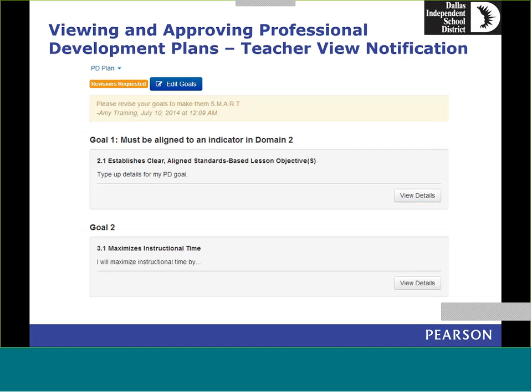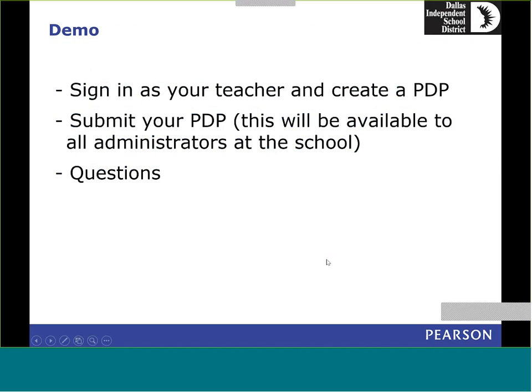Now be aware that in the process for an administrator, you won't have to put in their name. All administrators can access the PDP. Now if they have sent it back to you for revisions, you'll see a link here that says Revisions Requested, and you will also get notification just like we did before. So you'll be able to see the goal, any comments, you can view your details, and so on. And then if you need to edit the goals, you can edit the goals as well.